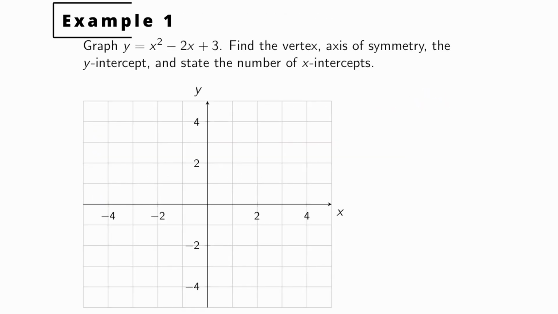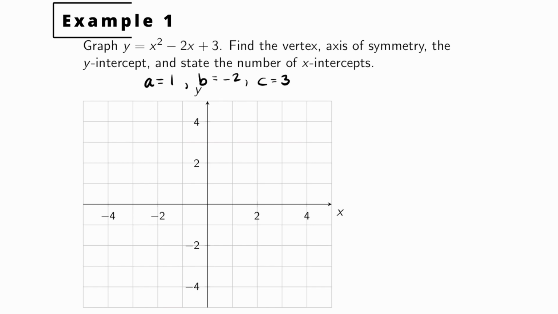Example 1, graph y equals x squared minus 2x plus 3. Find the vertex, axis of symmetry, the y-intercept, and state the number of x-intercepts. So again, our standard form is ax squared plus bx plus c. So a is the coefficient of x squared, which is 1. b is the coefficient of x, which is negative 2. And c is the constant coefficient, which is 3.